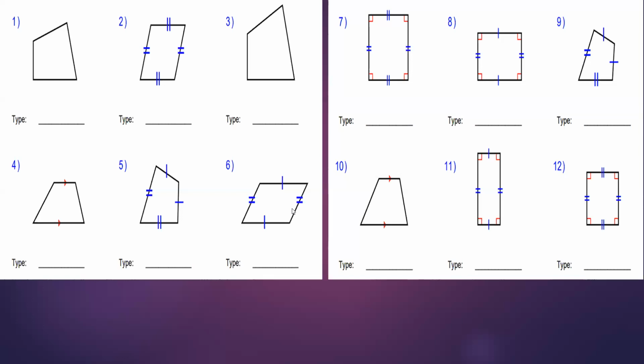Mr. Petit, instead of saying square, say quadrilateral, right? Say it again. Instead of saying square, say quadrilateral. No, you have to figure out what type of quadrilateral it is. All of them are quadrilaterals, but you have to figure out what type it is. All right.